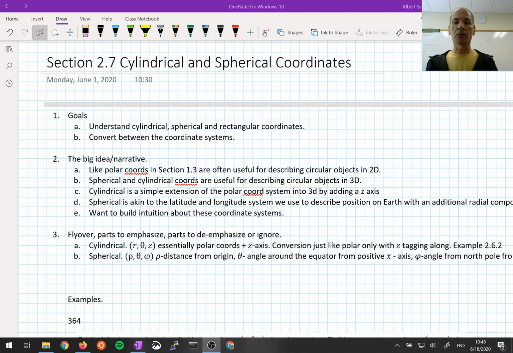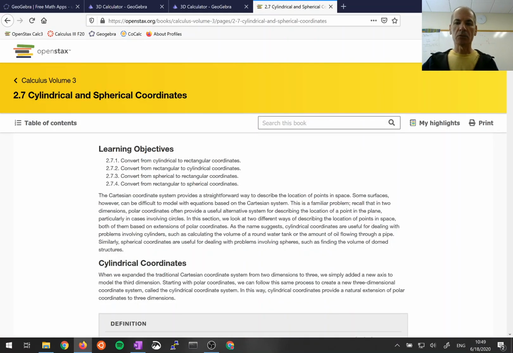Cylindrical coordinates are a little simpler. They're really just polar coordinates in the xy plane and then tack on a linear z-axis. Both have their uses. Cylindrical coordinates are good for objects that have cylindrical features to them, and spherical coordinates are, of course, good for objects that have spherical features to them. We want to build some intuition about these coordinate systems and learn to work with the trigonometry associated with them. Let's jump over to the textbook and see what we have in store.